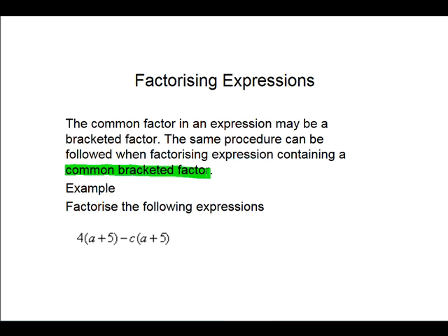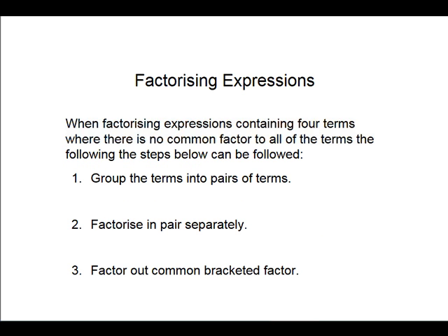So what we can do is take out a common bracketed factor. So in each case here, the a plus 5 is common. So that's a common bracketed factor. So we can take that right out and write down what's left. Okay, it's the 4 and then negative c. So I've factorised that. Using a highlighter pen does help a bit with these. But let's go through a process just to help us along with this a bit.